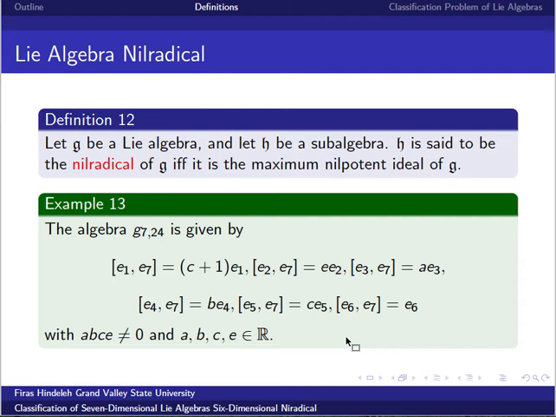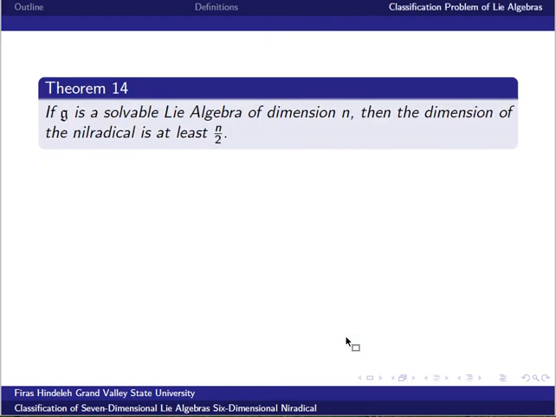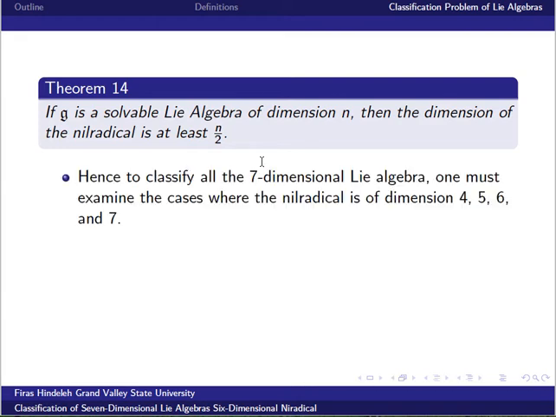All right, so these might still be new concepts to you, but in time you'll get used to them. And so we have a theorem that says if you have an n-dimensional algebra, then the dimension of the nil radical has to be at least n over 2. And as you can see, the total algebra here is 7-dimensional. So in dimension 7, the dimension of the nil radical could be 4, 5, 6, or 7. So we have 4 big cases here.